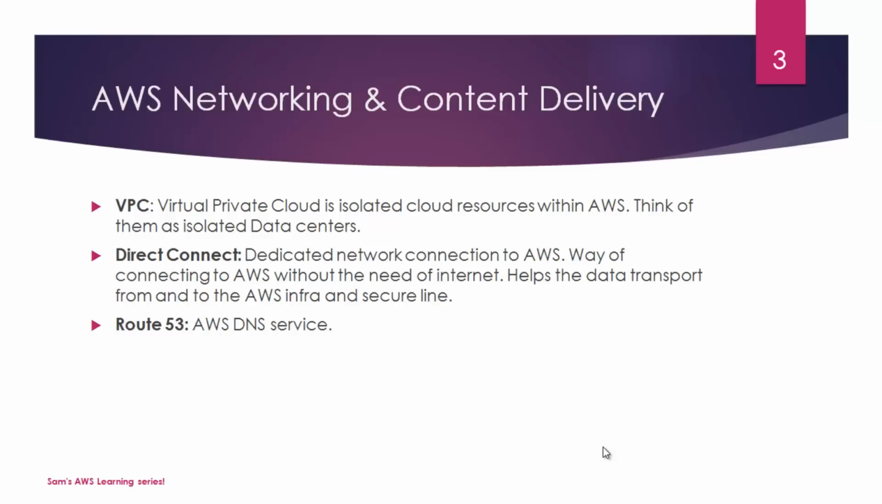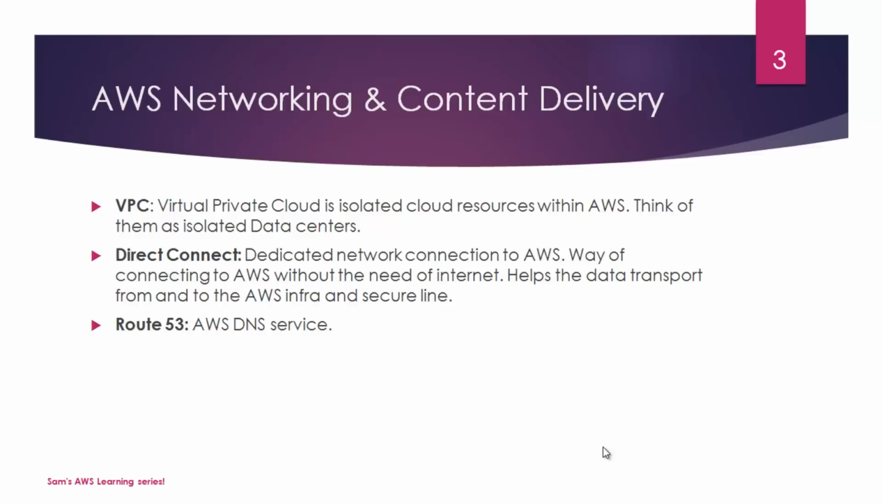And then we have Direct Connect. As the name says, it is a way to connect directly to AWS without using the internet. It's a dedicated network connection to AWS. This way of connecting to AWS without the need of the internet helps the data transport from AWS and to AWS infrastructure via a secure line. The benefit is increased bandwidth and low latency. Since it is a dedicated channel, they have offerings of a 1 Gbps port and a 10 Gbps port. So think about the speed, and people will be using Direct Connect for that.